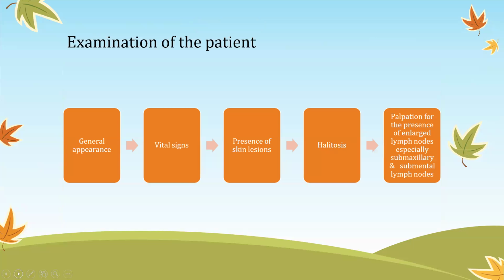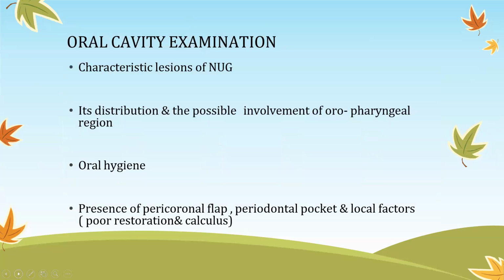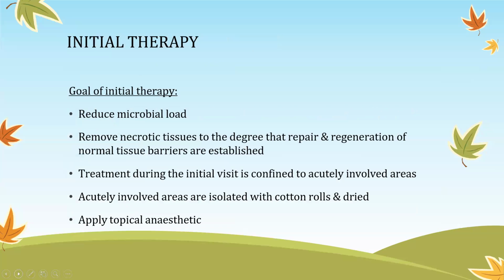And followed by that, we should examine the patient. We should examine the general appearance. We should check vital signs, presence of any skin lesions, halitosis, and palpate for any enlarged lymph nodes, especially submaxillary and submental lymph nodes. It should be followed by the oral cavity or intraoral examination. We should check for the characteristic lesion and its distribution and the possible involvement of the oropharyngeal region. And we should check the oral hygiene status of the patient and any presence of pericoronal flap, periodontal pocket, or any local factors like poor restorations or calculus.